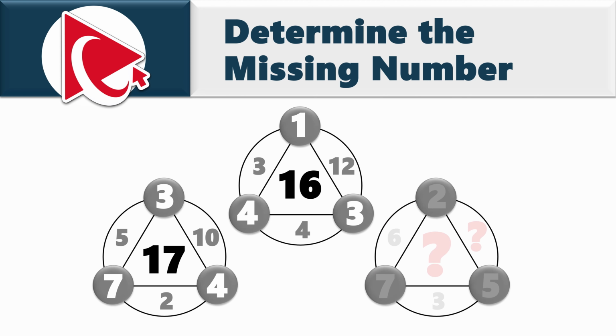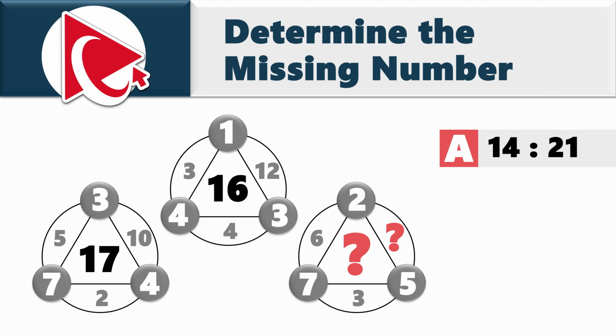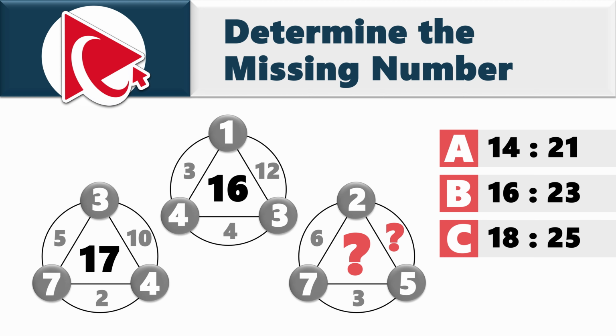Third circle looks a little bit more challenging, just a little, because 2 numbers are missing. But the numbers in the small circle are 5, 7, and 2, and there are 2 numbers inside the large circle, 6 and 3. And just like I said, 2 numbers are missing, and you need to calculate and select them out of 4 possible choices. Choice A, 14 and 21. Choice B, 16 and 23. Choice C, 18 and 25. And last but not least, choice D, 20 and 27.